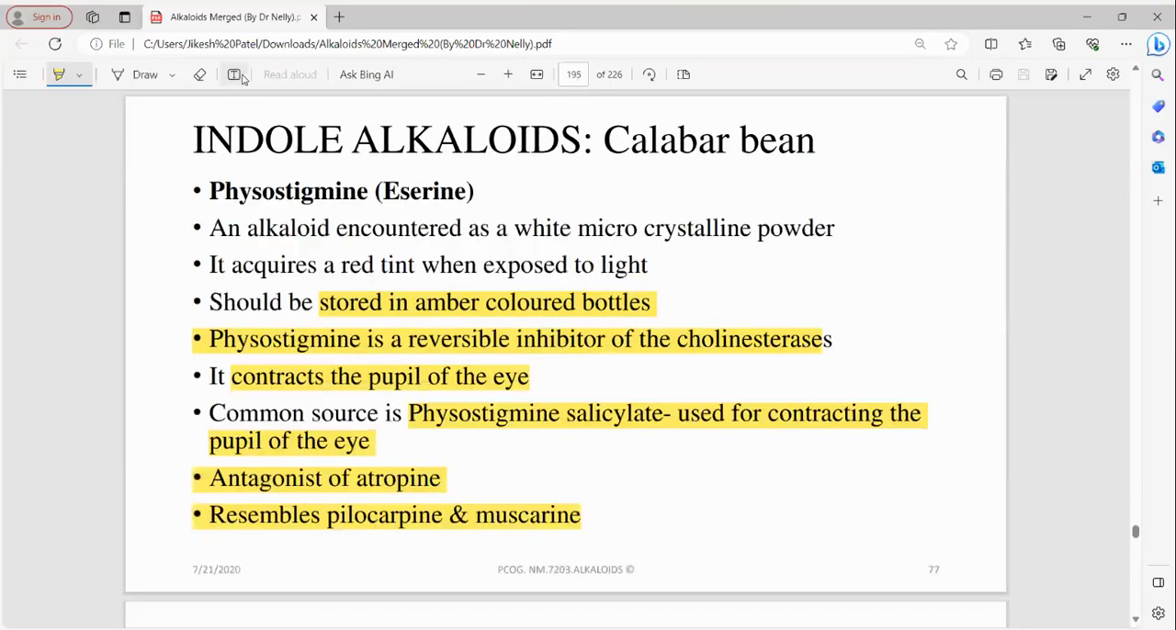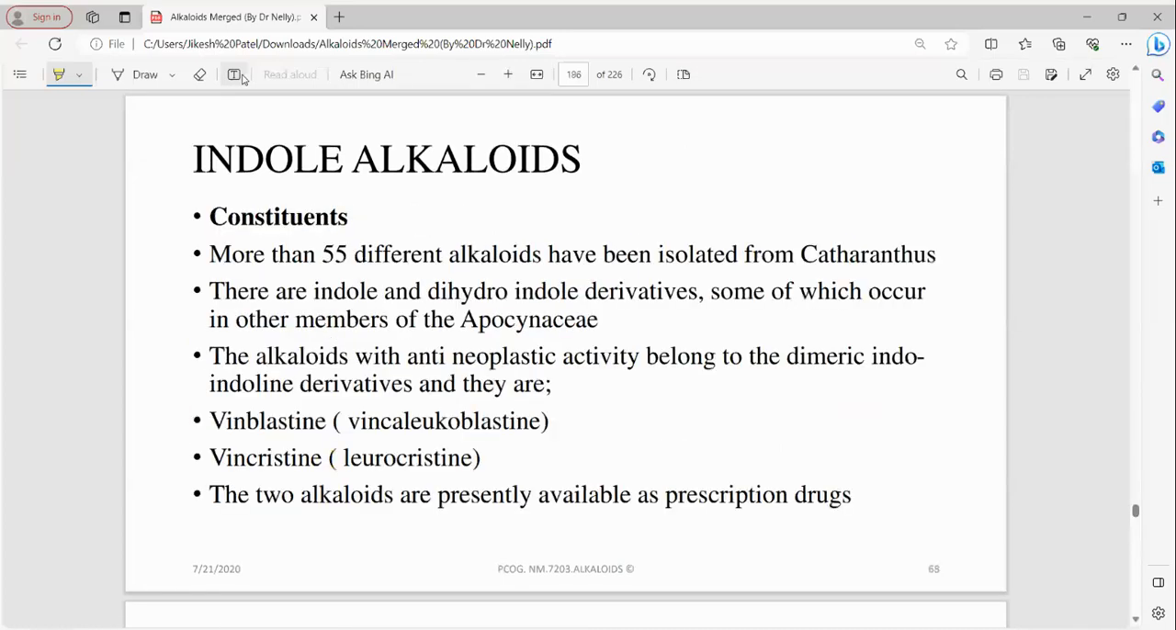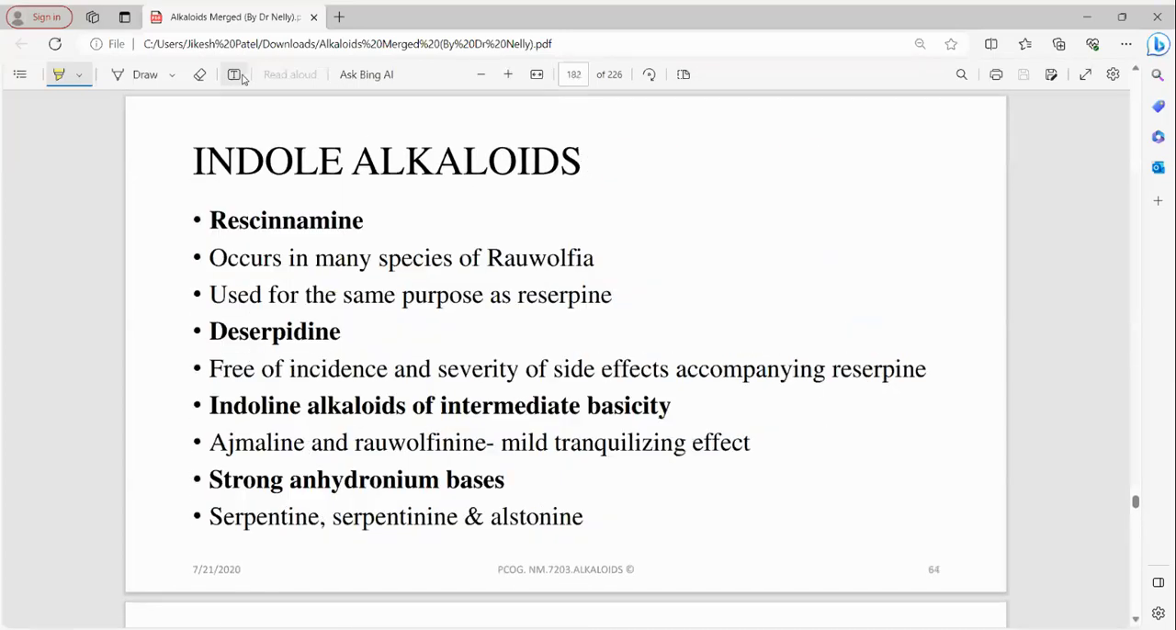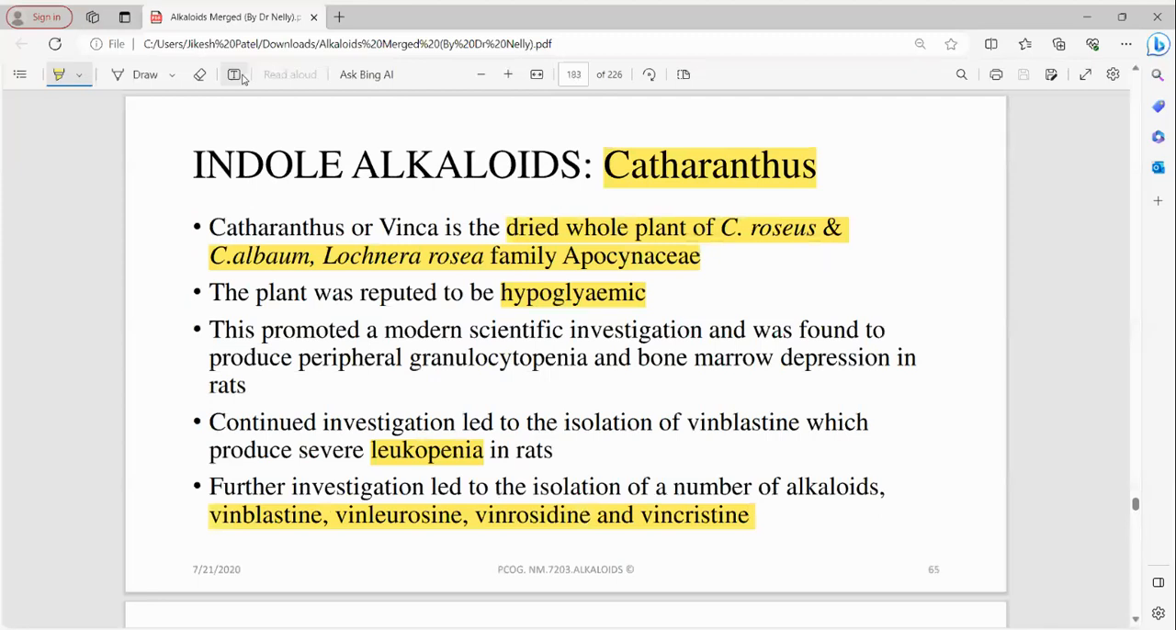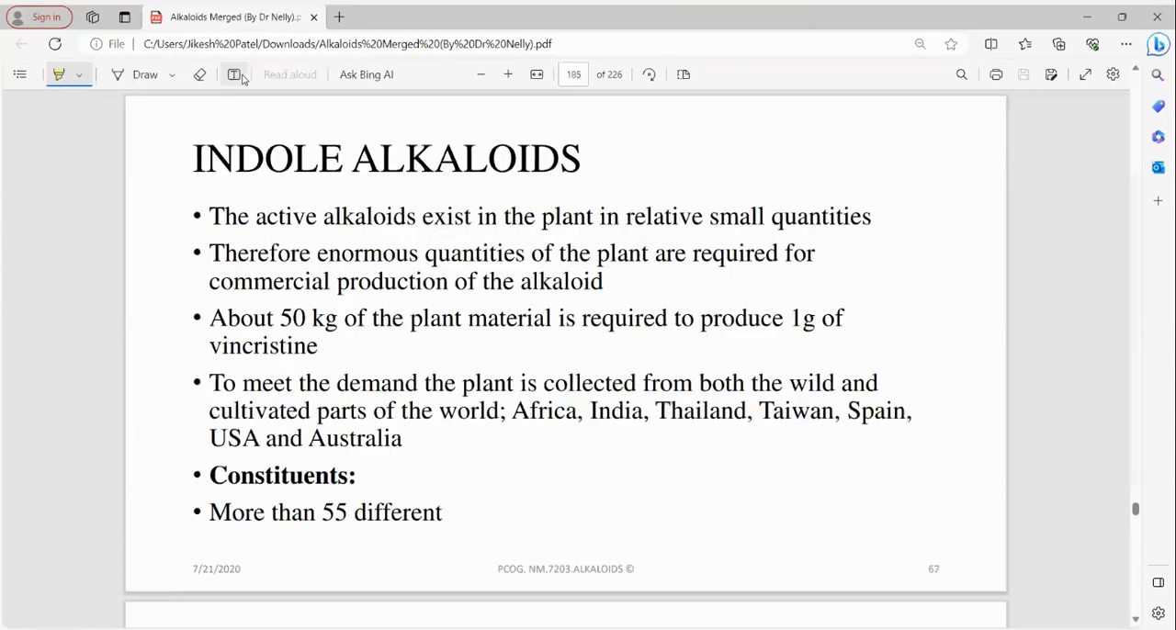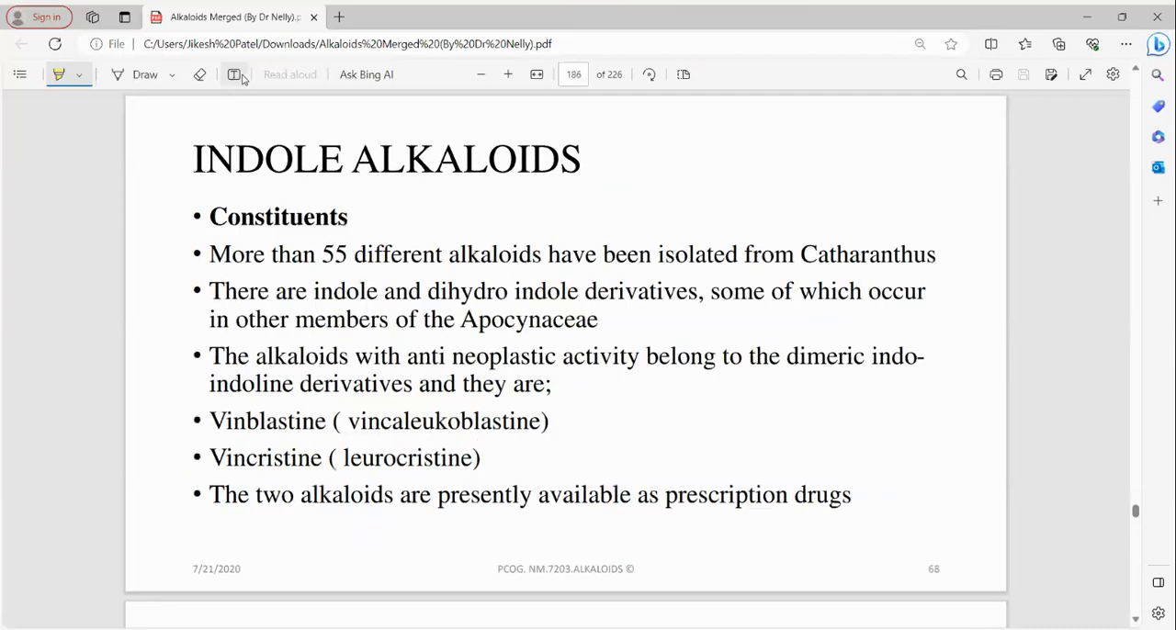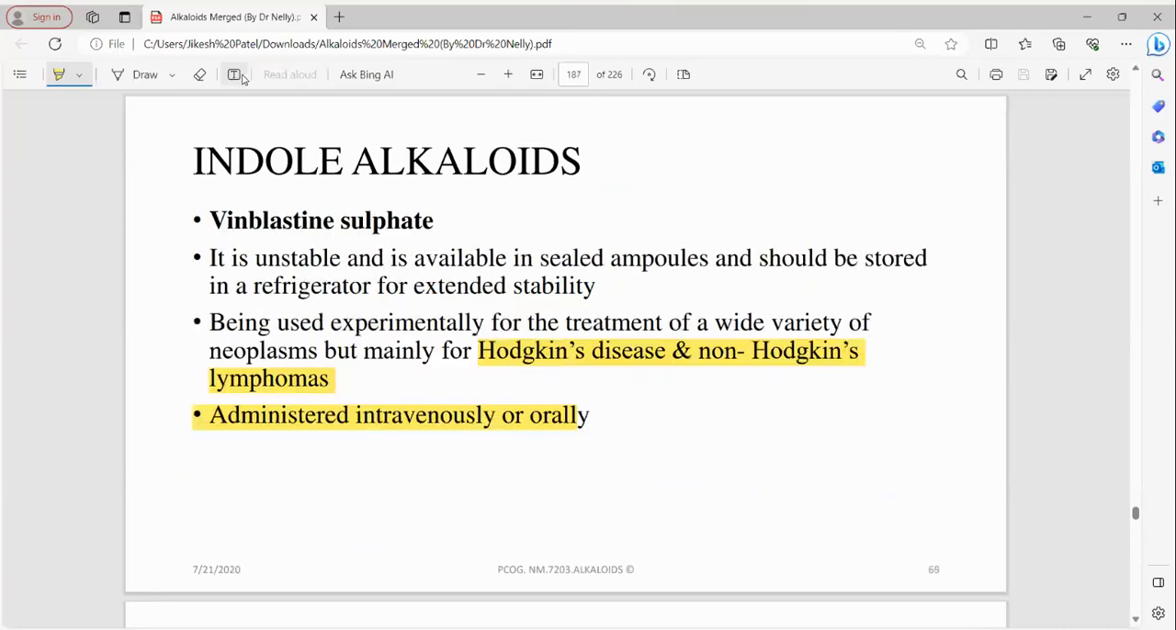We went to the Catharanthus roseus, the old name was Vinca rosea, and we saw it being used for what? When you think Vinca alkaloid, it is being used for anti-cancer activity: for leukemia, that is acute lymphocytic leukemia, vincristine, and vinblastine for the lymphomas.